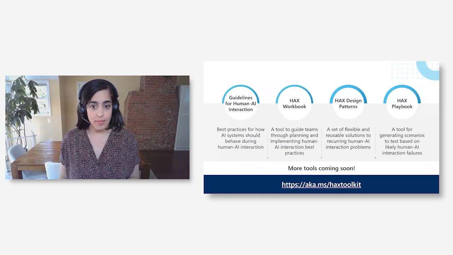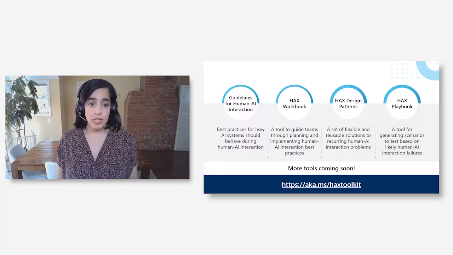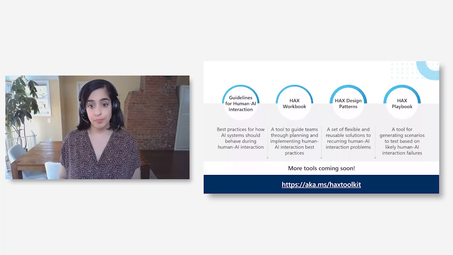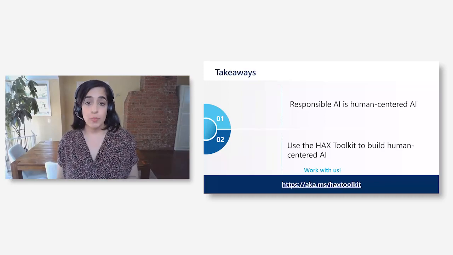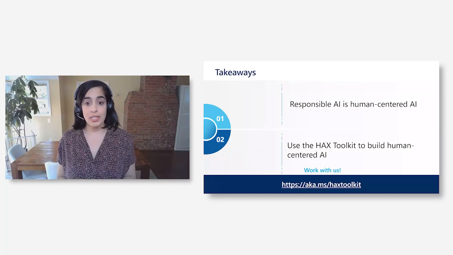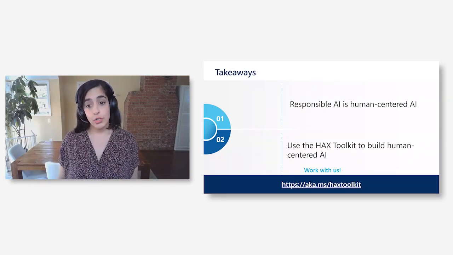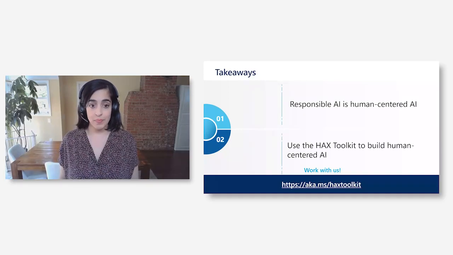To summarize, in this webinar, we introduced the HAX Toolkit, which includes a set of tools for creating responsible and human-centered AI. You can start using these tools now at the link below, and more tools that we're developing will be coming there soon. As takeaways, I just want to remind you that responsible AI really requires human-centered practices, and the HAX Toolkit can help you build your AI technologies in a human-centered way. So we encourage you to use them, give us feedback, and work with us to help people and teams create responsible and human-centered AI technologies.